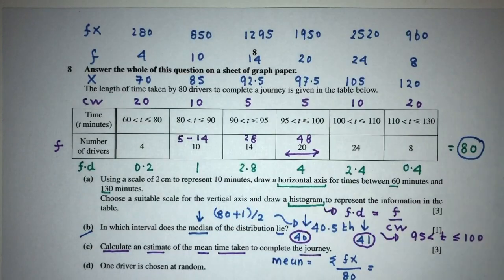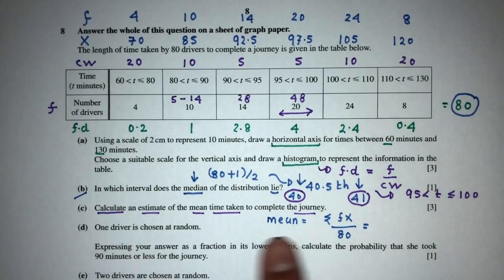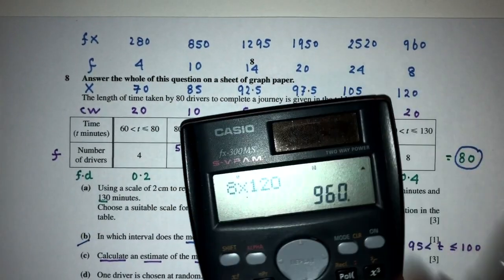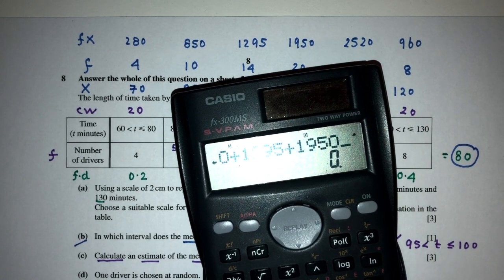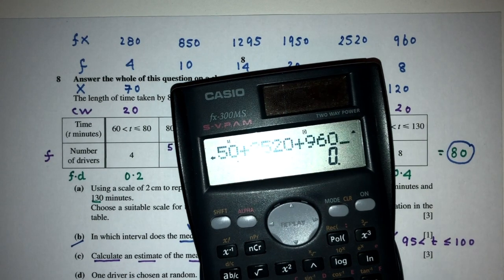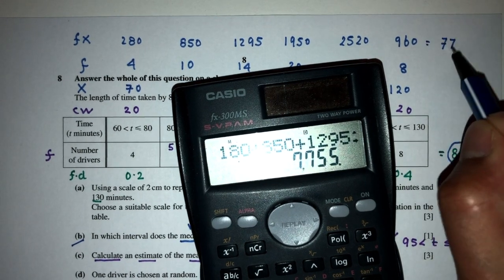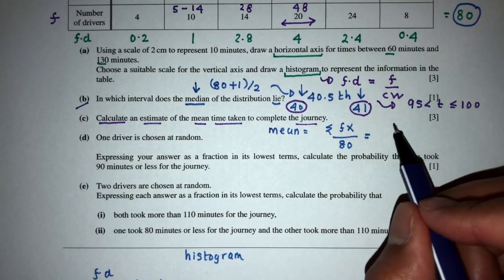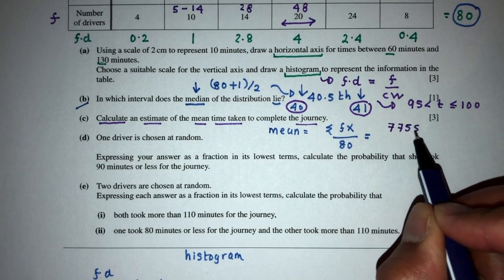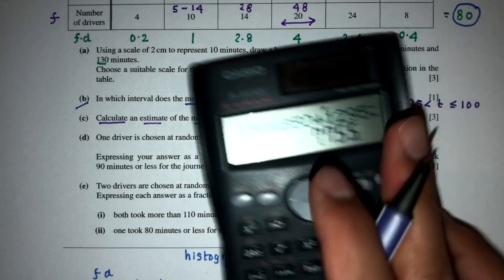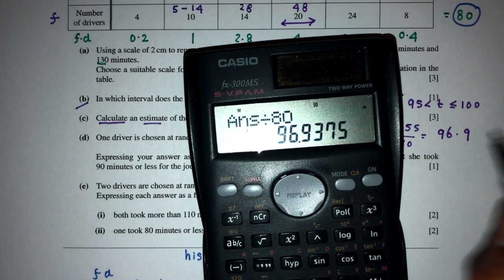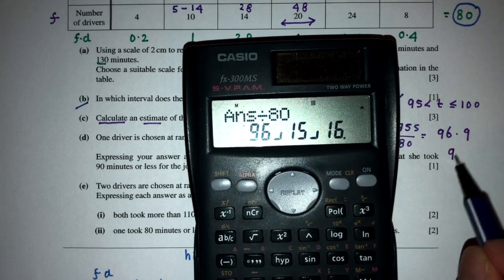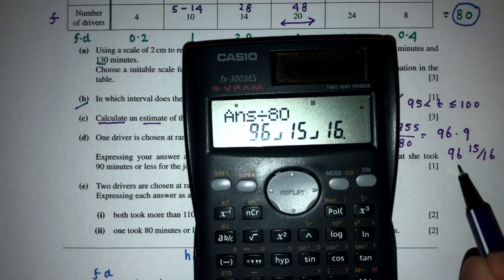So this is the fx, so we have to find the sum of fx, so we have to add everything together. That will be 180 plus 850 plus 1295 plus 1950 plus 2520 plus 960. That will be 7755. Now replace back in your main formula here. The top will be 7755 divided by 80. That will be 96.9 to 3SF, or the value will be 9615 over 16 for the mean value.